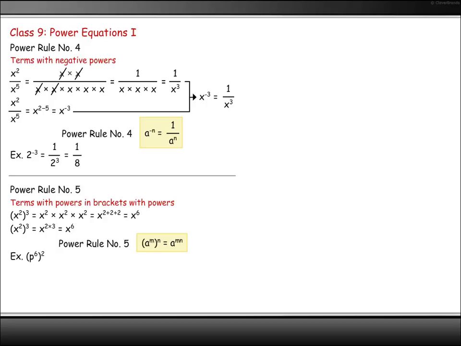For example, simplify p to the power of 6 all squared. Using power rule number 5, you multiply the powers to get p to the power of 12.